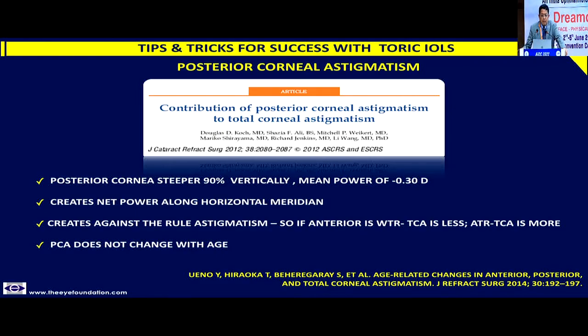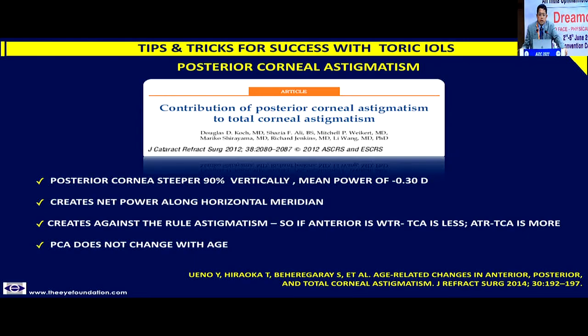It was the work of Graham Barrett, Doc Cock, etc., which showed us that the evaluation of the posterior cornea is as important as the anterior cornea. We did not know much about it, we were not measuring it, our machines did not know much about it, and we were not looking at it. But now we believe that the posterior cornea is most often steeper vertically, to the extent of about minus 0.3 diopters to minus 0.5 diopters. So whenever there is against the rule astigmatism on the anterior surface, it adds to it, and when there is with the rule astigmatism, it sort of reduces it.